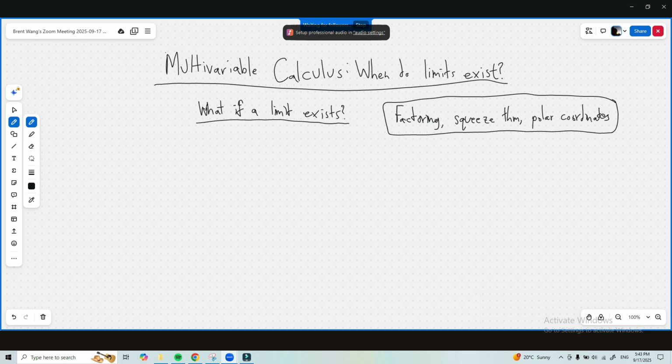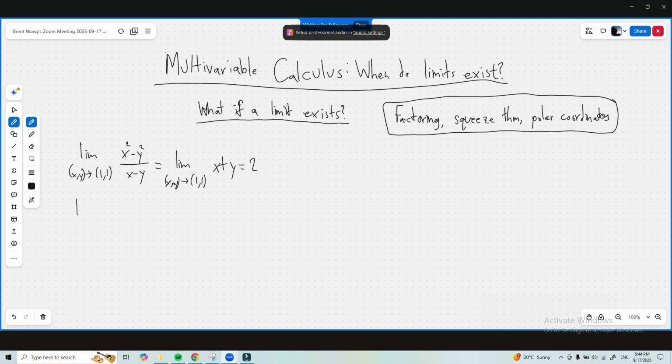So let's start off with factoring. I have three different examples here. The limit as (x, y) goes to (1, 1) of (x squared minus y squared) over (x minus y). Well, you can divide out the x minus y, leaving x plus y, and this is just equal to 2.